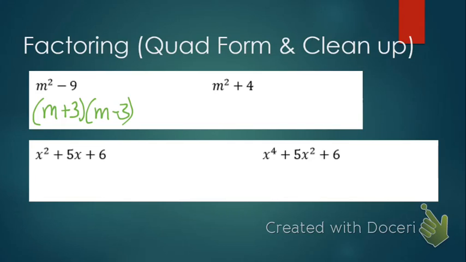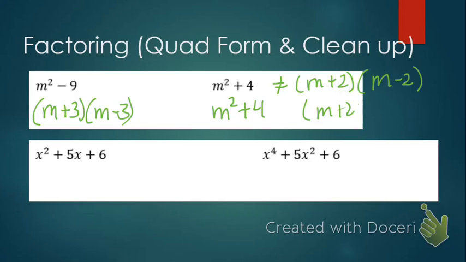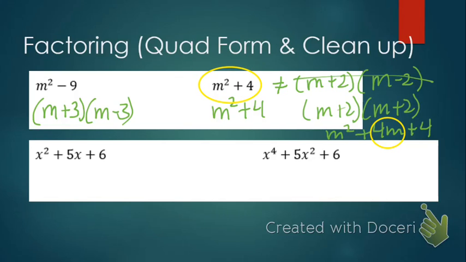M squared plus 4, when you factor that, is not m plus 2, m minus 2, or m plus 2 times m plus 2, because this one doesn't work. This one would give you m squared plus 4m plus 4. It would give you the middle term that is not a part of this right here. So this one is not factorable. So be careful. If you look closely, the pattern is if it's minus, you can factor it. If it's plus, you cannot factor it.